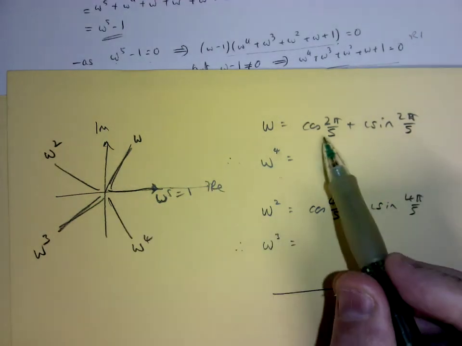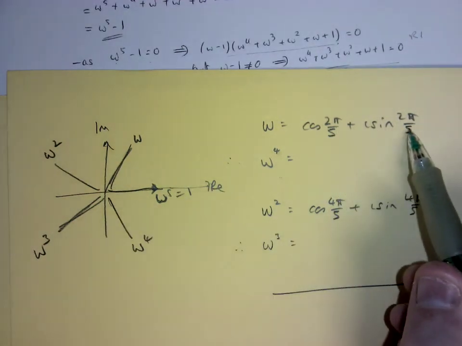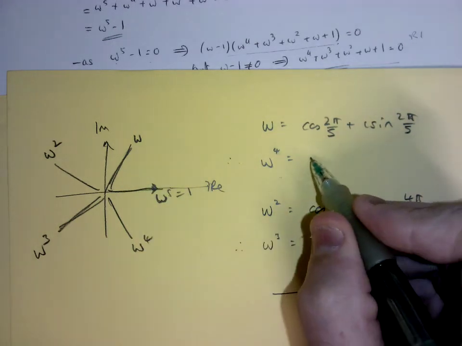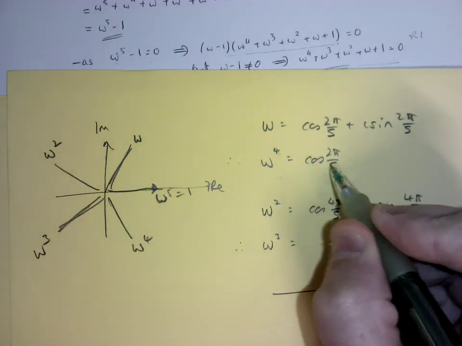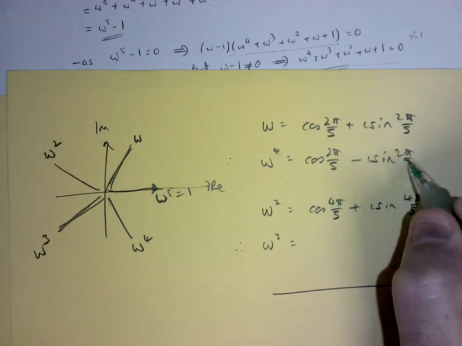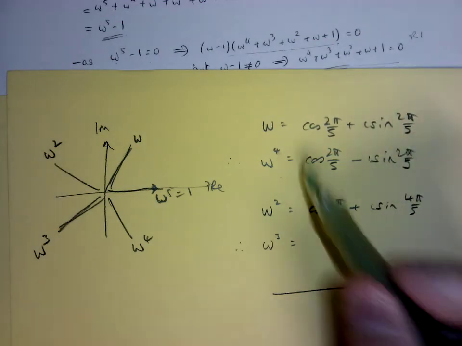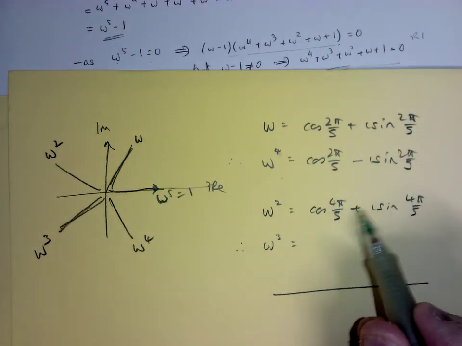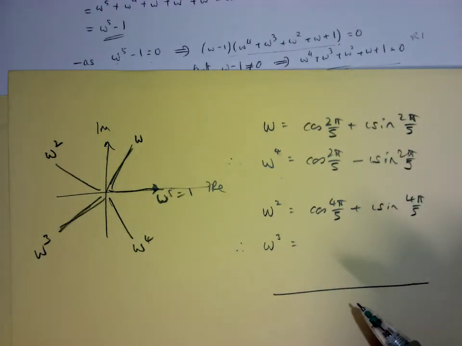I know that this first root is cos 2 pi on 5 plus i sine 2 pi on 5, and I'm going to exploit the symmetry. I know that w to the 4 then has got the same real part, but minus i sine 2 pi on 5. The reason I'm doing this, I want everything to be in terms of cos 2 pi on 5 or 4 pi on 5, because that's the result I'm trying to show.